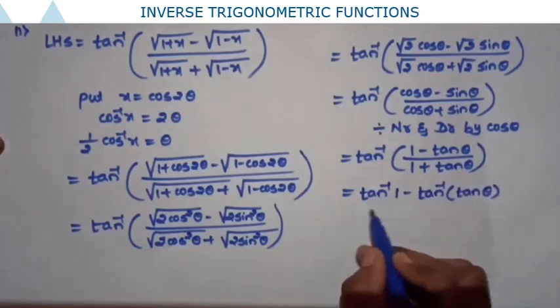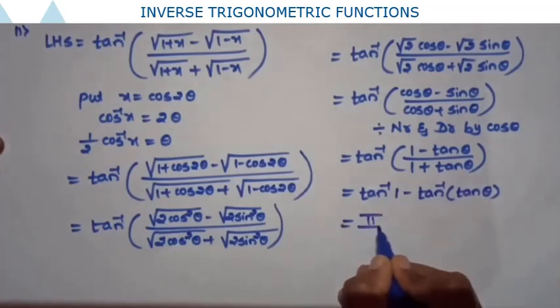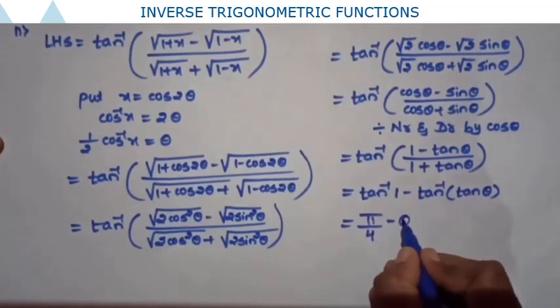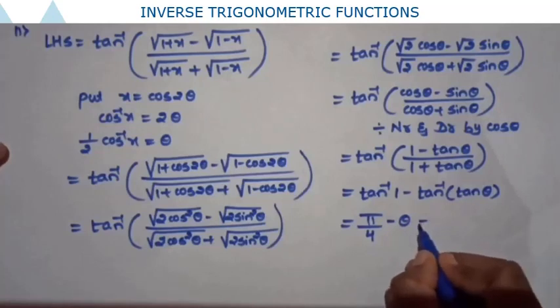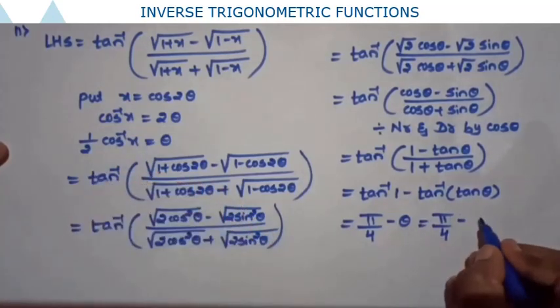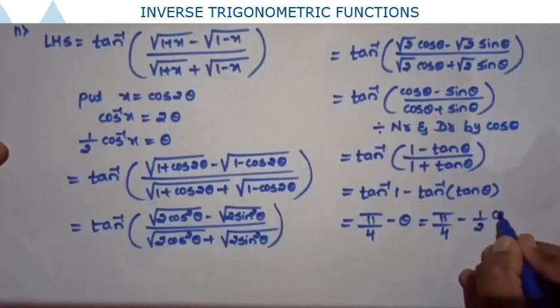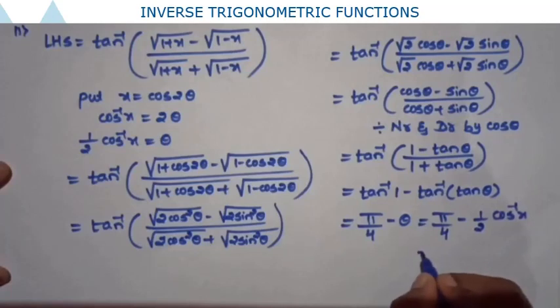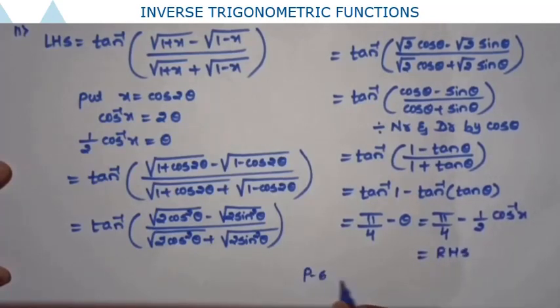So what is the principal value of tan inverse 1? The principal value of tan inverse 1 is pi by 4, minus tan inverse of tan theta, that is theta. So therefore this becomes pi by 4 minus theta. What is theta? 1 by 2 into cos inverse x. So this is the RHS side. What did I use here? I used property number 6 here.